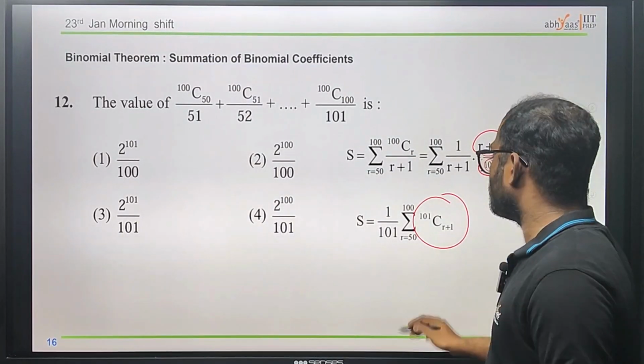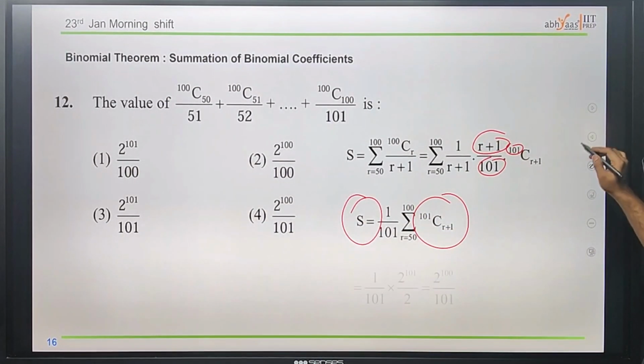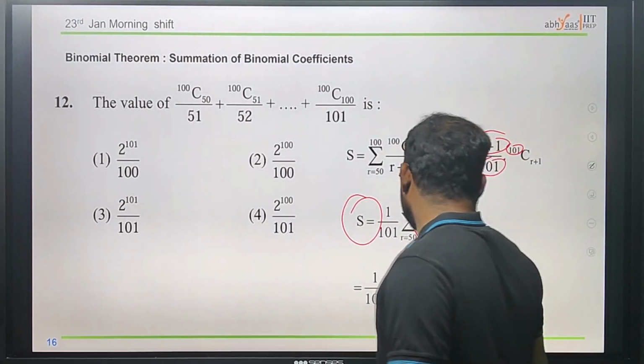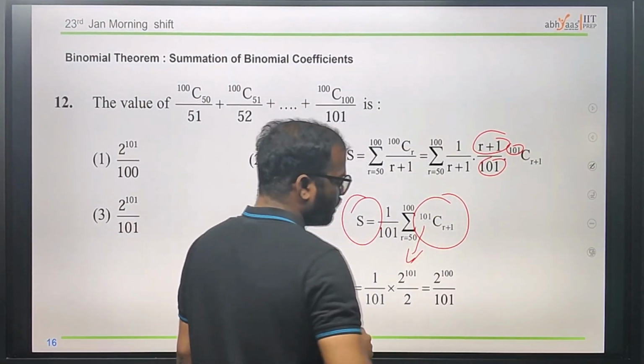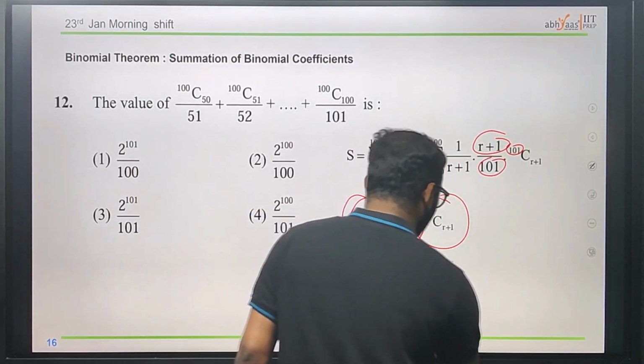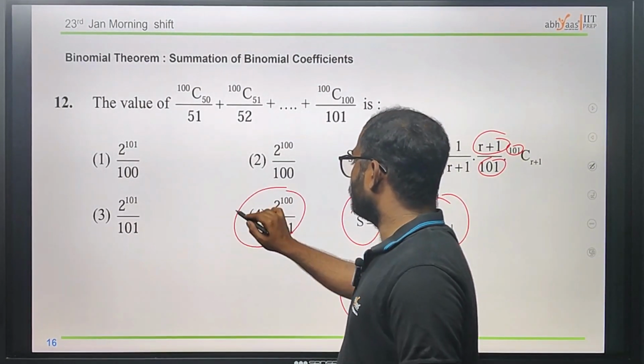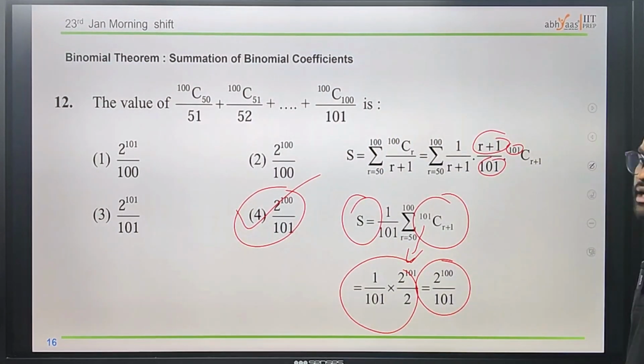Now we got the general term. Okay, now we just find the answer here, which leads to 2 power 101 minus 101 divided by 2. Therefore the answer will be 2 power 100 divided by 101, which is the fourth option, the correct one. Just you need to find the pattern here.